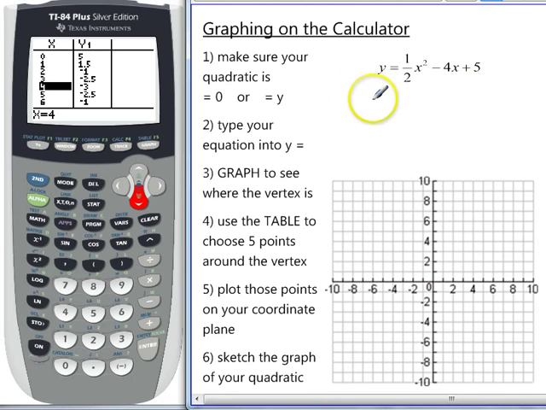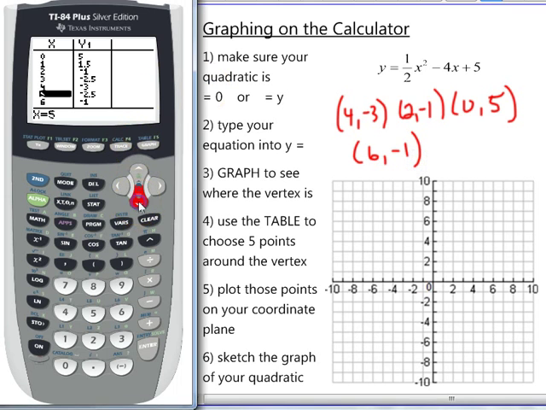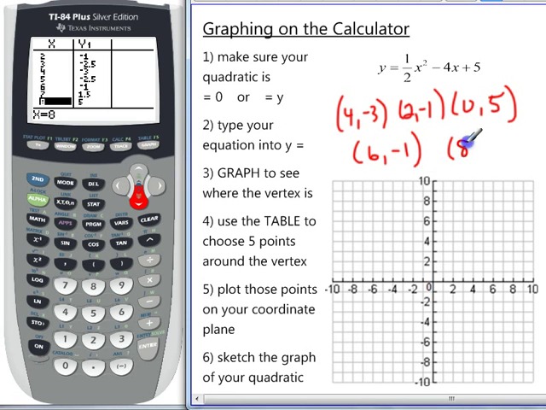So I'm going to choose the points definitely (4, -3), because we said that's around where the vertex is. And you want to stick with integers when you can. (2, -1), and I'm not really writing these in order, and that's okay. (0, 5), and then we have (6, -1), and then if I scroll down, we get (8, 5). So you want to choose 5 points around that vertex, okay?